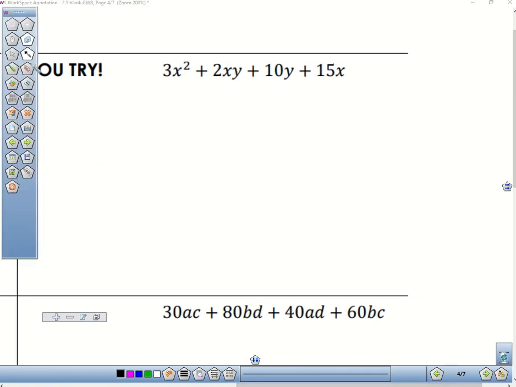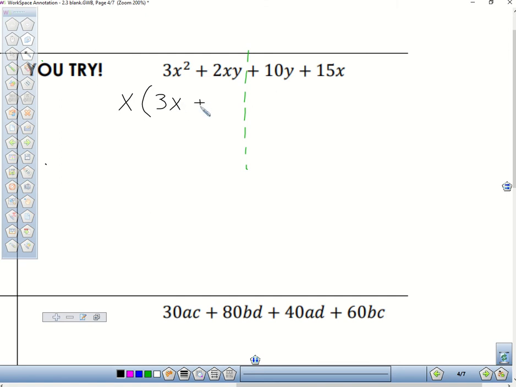I guess we'll try this one together. So I'm going to put a dotted line down the middle for the sake of finding some things I can factor out. So what can I factor out on the left? Good. So I factor out an x, and that leaves me with 3x plus 2y. And what can I factor out on the right? Good. I can factor out a 5. So positive 5. That becomes 2y plus 3x.